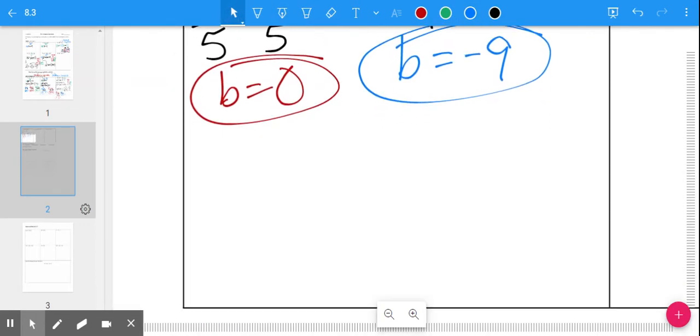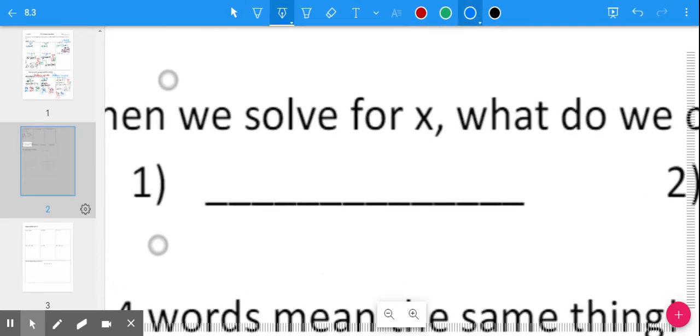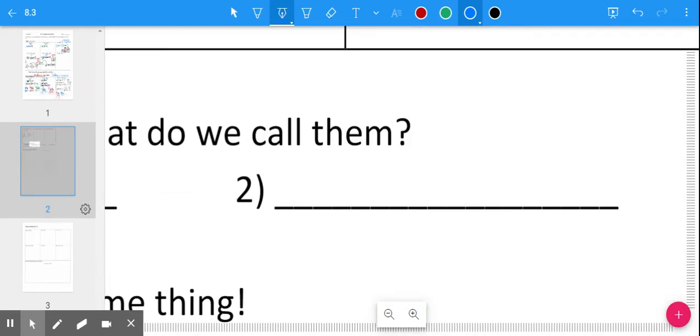So something really big to know is that when we solve for x, we call them 4 different things. So far, we've called them solutions. When we talked about 2 binomials being multiplied by each other in Unit 6, we called it intercept form. We wrote the intercept form of a quadratic equation, so these are also known as x-intercepts.